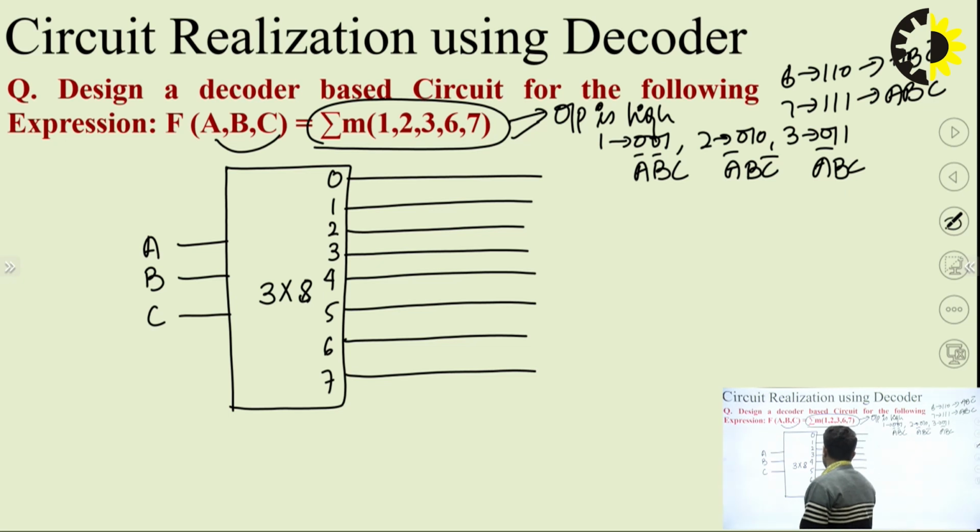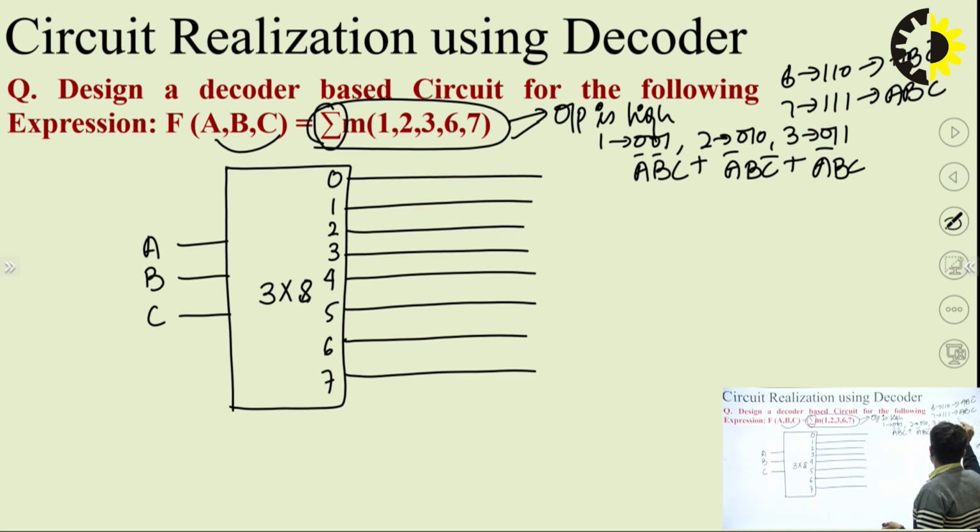So if I make connections according to that, then I am very much clear that similar kind of expressions the decoder is already giving me. But this summation means SOP. That means all those products are going to be added together. So these 5 canonical products are going to be added together.